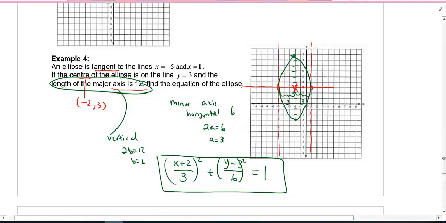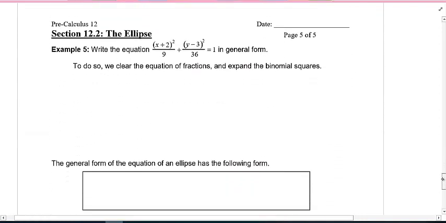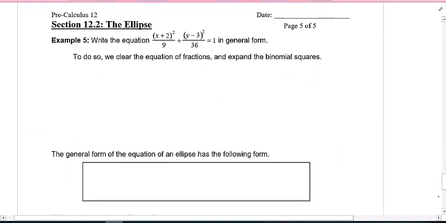Alright, one last page. Here we go. Can you write this in general form for me? Just like how we did that for the circle last day, we can do the same thing for the equation of the ellipse. In this case, we need to clear the fractions or get rid of it. I would multiply, of course, by the lowest common denominator.